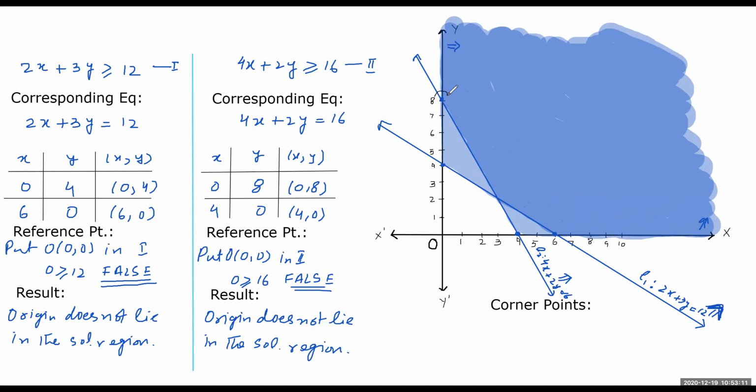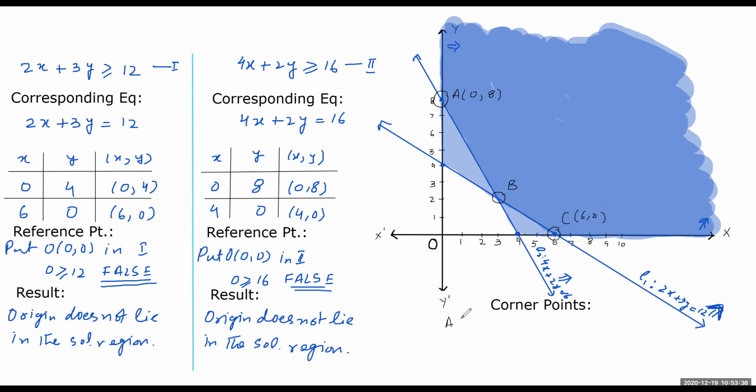This is our first corner point. I'm naming it A and its coordinates are x equals 0, y equals 8. This is our second corner point. I'm naming it B and I will evaluate it as the point of intersection of L1 and L2. And this is my third corner point. Its name is C and its coordinates are 6, 0. Now let's write all these corner points. We have got three corner points.